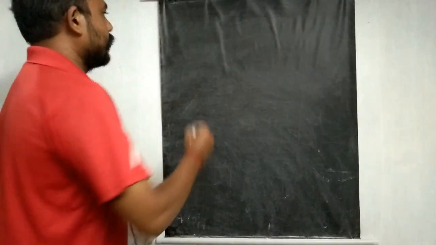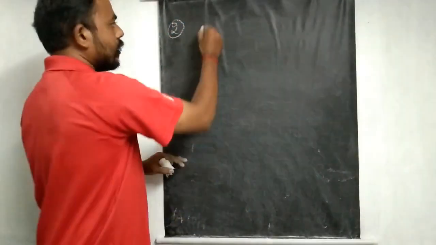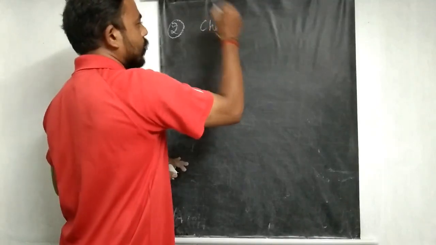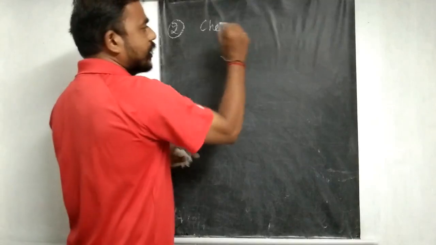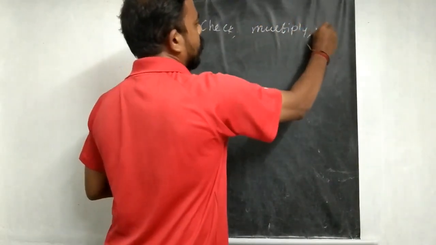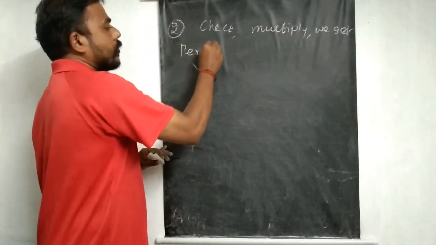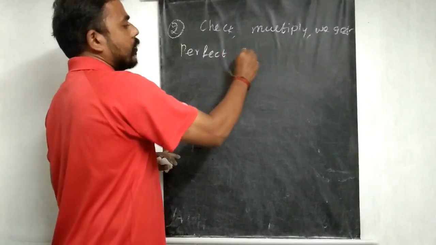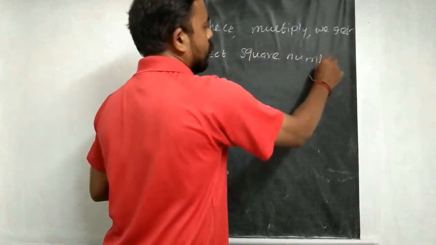So the second condition we are going to write: check whether it's a perfect square number or not, or by which number we multiply to get the smallest perfect square number. This is the process now.